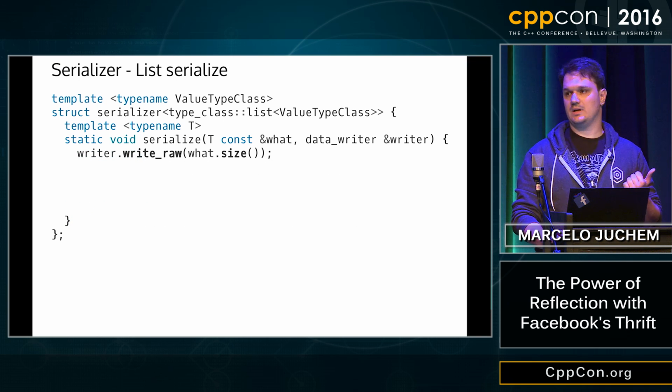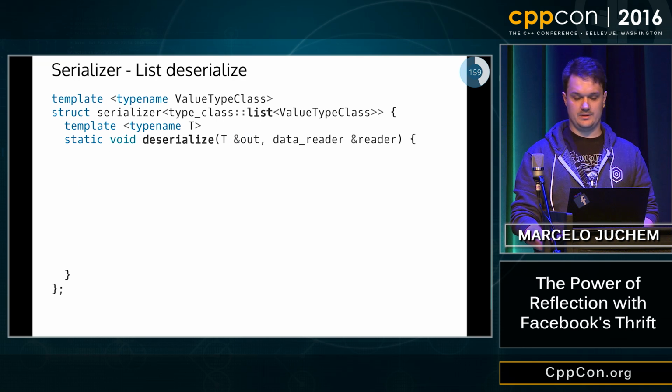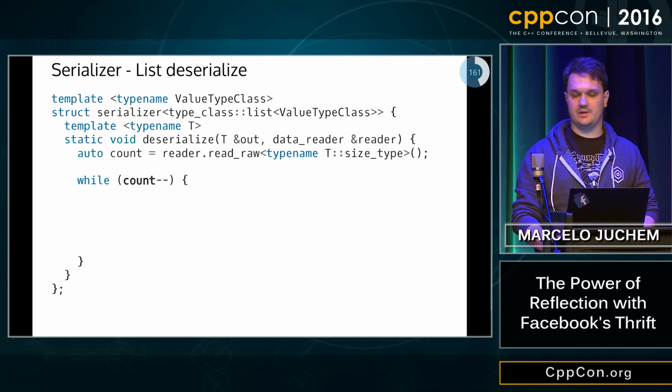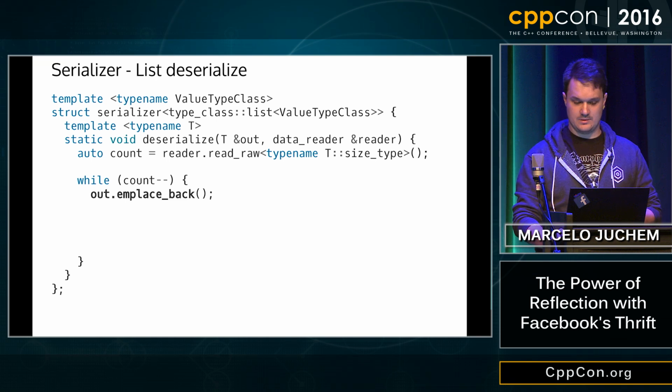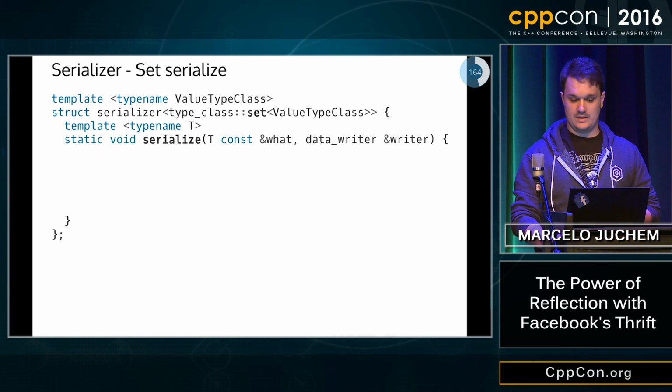So for lists, it's not that difficult. You write the size of the list, iterate on the list, and write every single element, delegating to the proper serializer. And in this serializer, you basically read the size, iterate that many times, create an element at the end of the list, deserialize to that element you just created, and that's pretty much it.